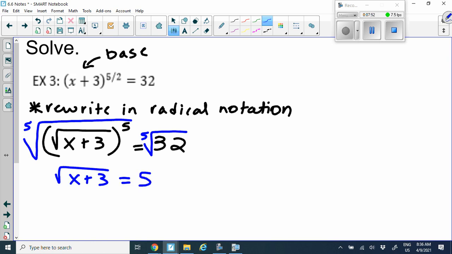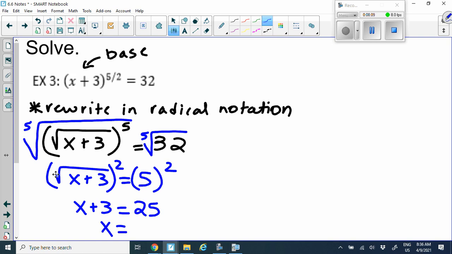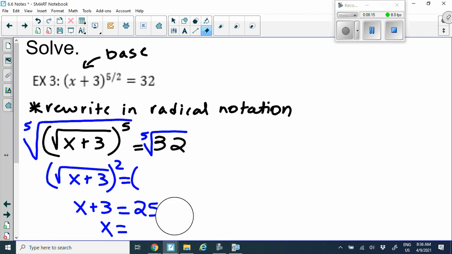Now let's undo that square root. The opposite or inverse of a square root is a square. So now I have x plus 3 equals 5 squared, which is 25. And then our last thing we need to do is move the 3 over by subtracting. So I get x equals, it looks like 22 there. Whoops, and I just noticed I made a mistake here. So let me go back.